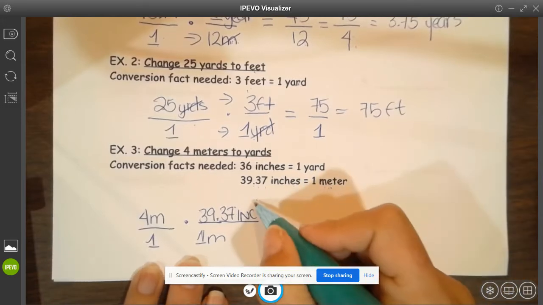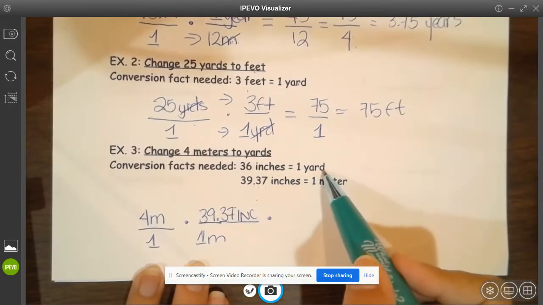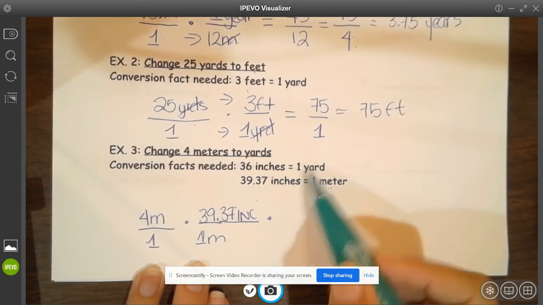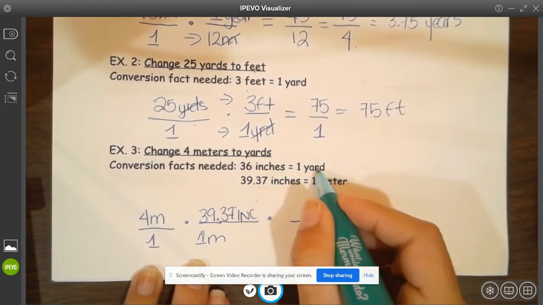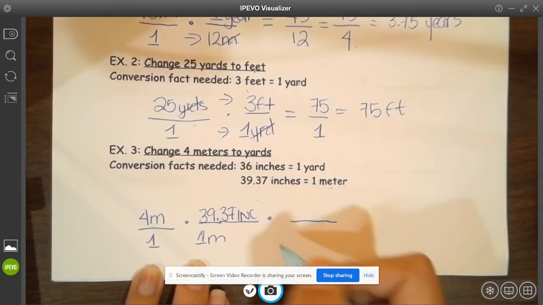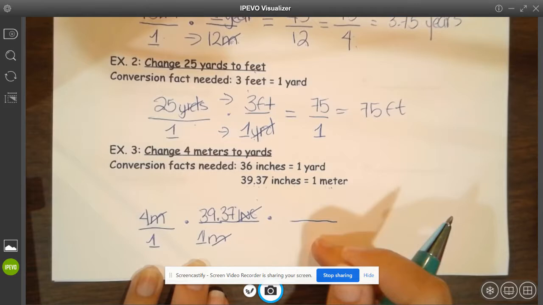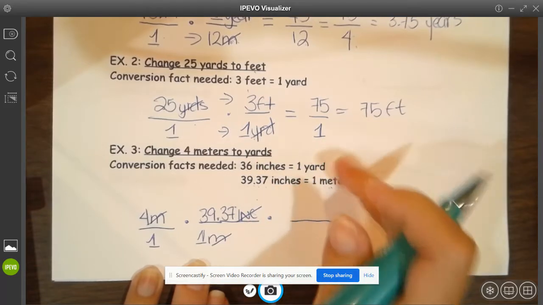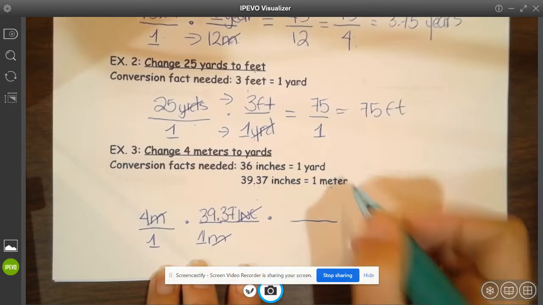But then I still want my answer in yards. So if I put inches down here, that's 36 inches into 1 yard, and that would be my answer. I need to cancel meters, and I need to cancel inches with something. So I have 36 inches equals 1 yard, and yards is the answer that I want. So that's exactly what I need.